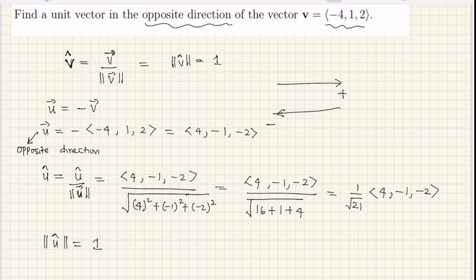Must be 1, because we already normalize it by the magnitude. So basically by the time you take the magnitude of this vector, it's just going to give you square root of 21. And then square root of 21 divided by square root of 21 is going to be 1. So that's why the magnitude of every unit vector is always 1.